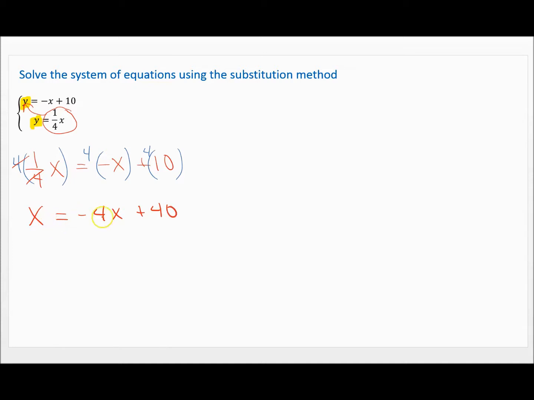Now, notice I have x's on each side of the equation. This is the first time we've run into this issue, because it's the first time we've ever had y equals and y equals.